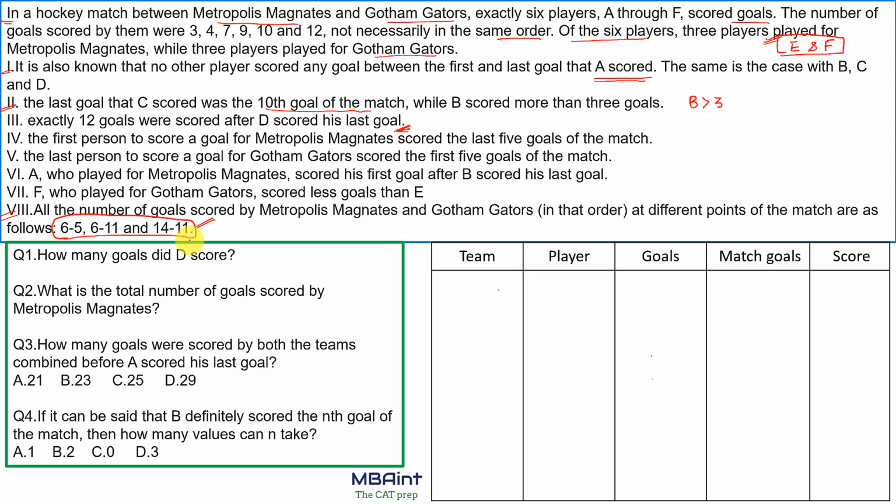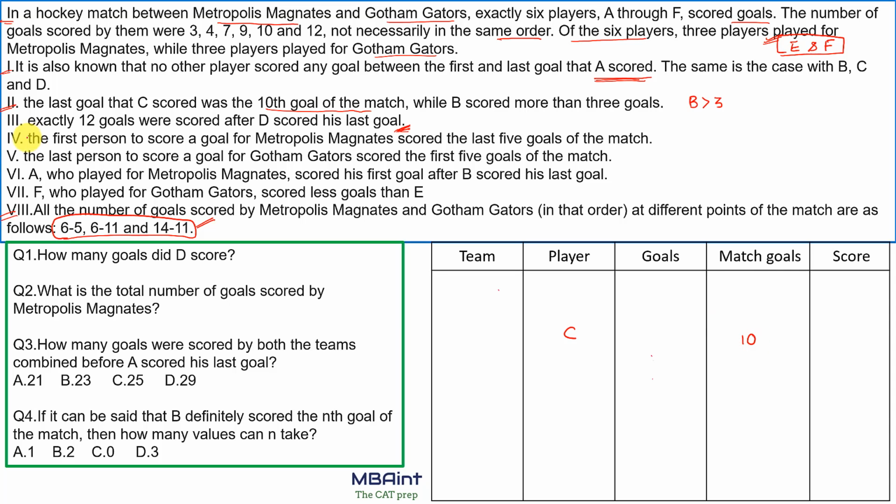Let me put these points again, whatever we have. Let's start from the beginning. So the first was, first we know that A, B, C and D, they'll score goals in one shot. Let's put the second point. The last goal that C scored was the 10th goal of the match. So C, and the number of goals that C is scoring, we do not know. Match goal is the 10th match goal.